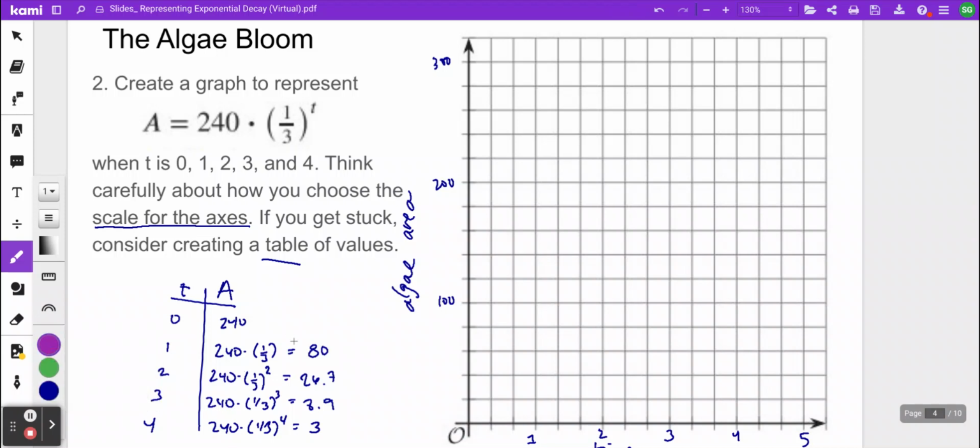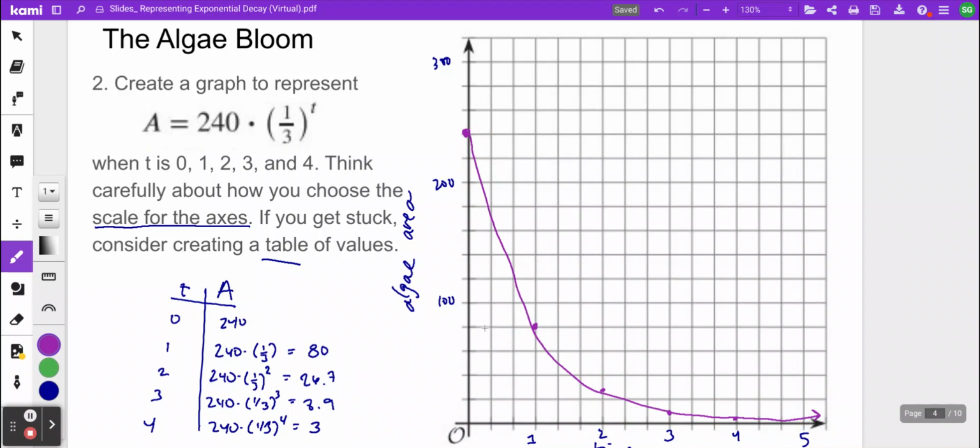The rest of this is just plotting these points. So I want my line to start at 240. Here's 200. Each box is 20. So 220, 240. My line is going to start right here. At 1 hour, we see it's at 80. 2 hours, it has an area of 26.7. 3 hours, it has an area of 8.9. And then by hour 4, it's down to 3. So looking at those purple points, I can start to see what our graph might look like. Something like this, maybe.